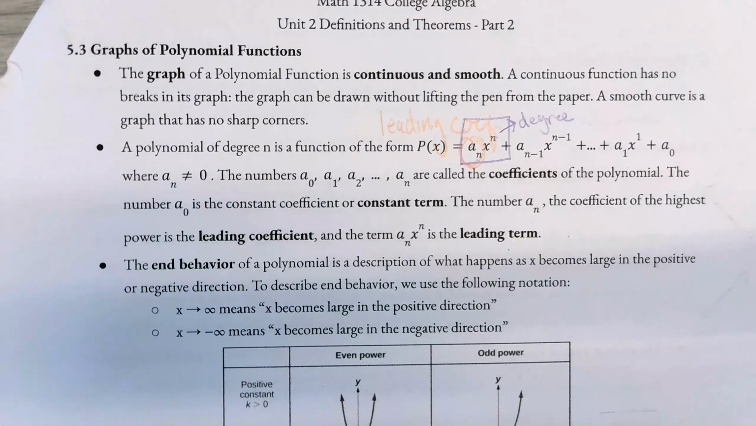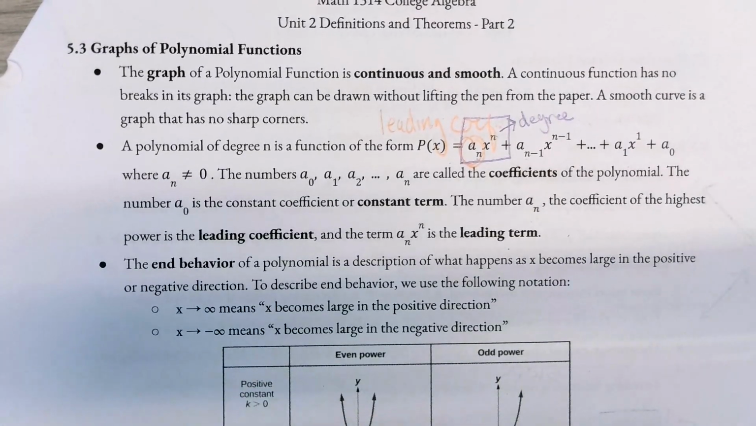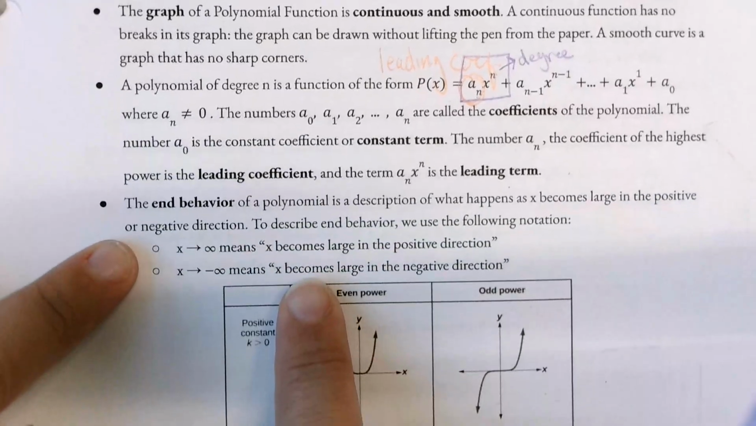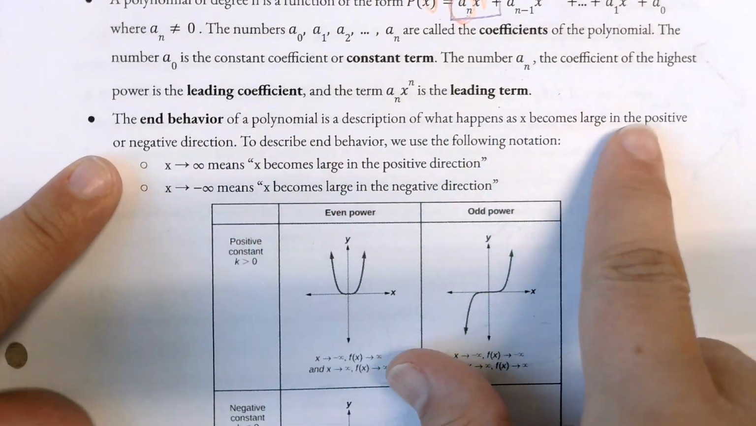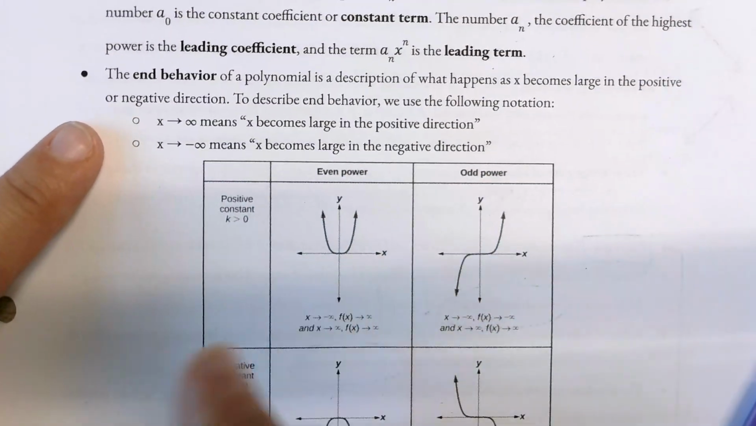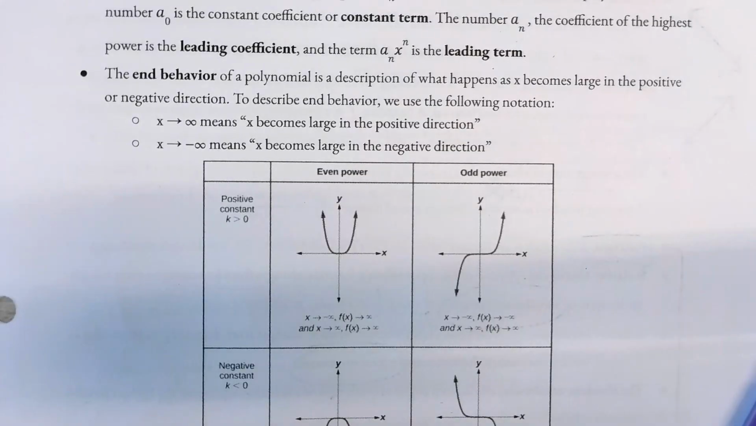Why is this important? This is important because it tells us what the end of our graph looks like. Whether the arrows are both going the same direction, whether they're going opposite directions, whether it's positive or negative. It gives us all that information from just this first term. That's called the end behavior of a graph. So that's this next definition that we have. It tells us how the graph reacts based on the leading term.